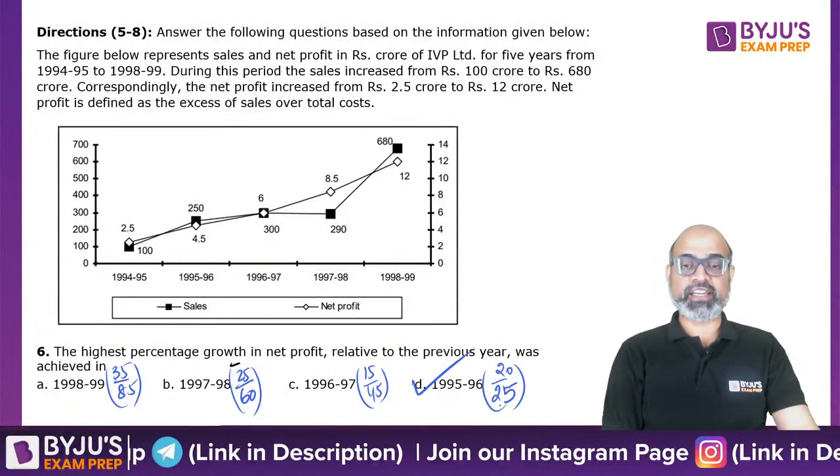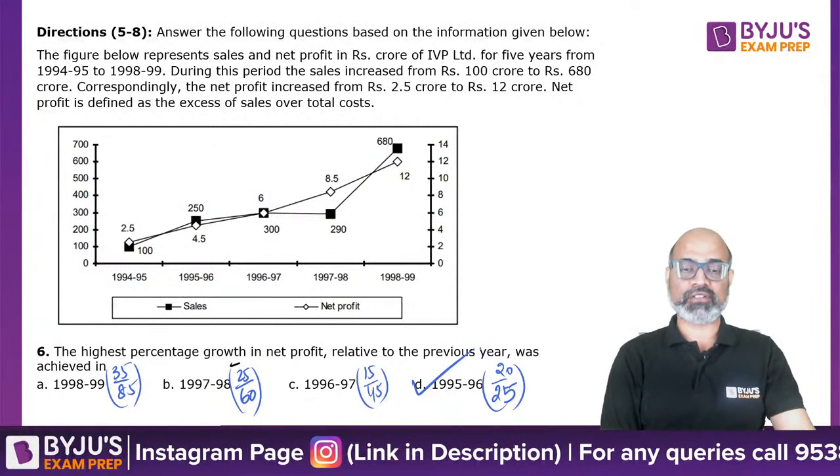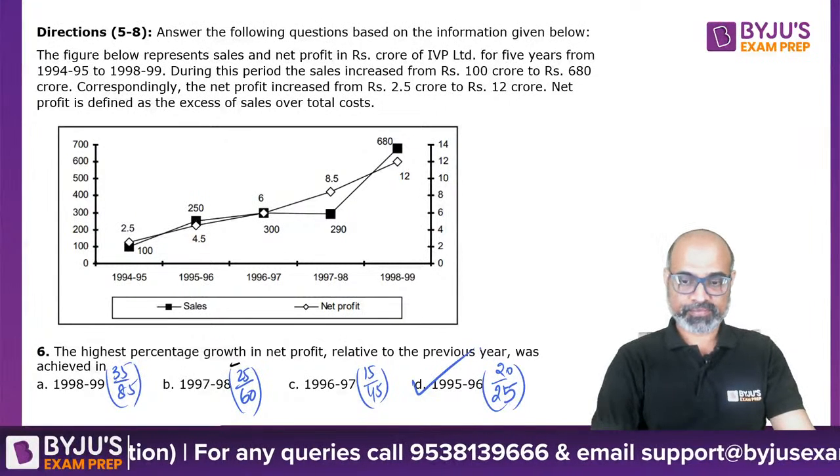It's obviously D. 20 by 25 is 80% change. You don't have 80% anywhere. It's not even 50% anywhere, right?